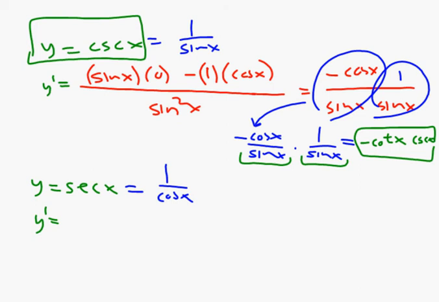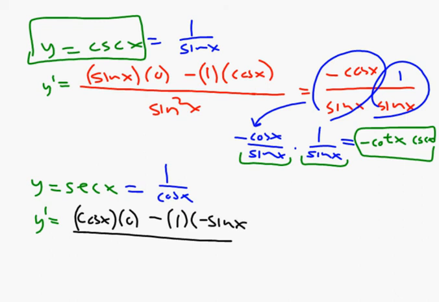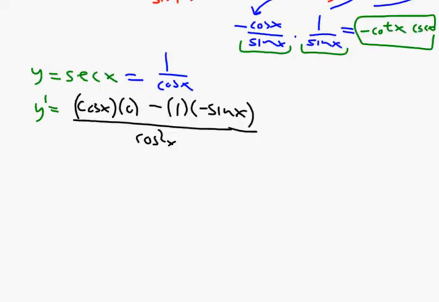Ready? So it's going to be low d high. So cosine of x times the derivative of the top would be 0. Oh, that's sort of nice. Minus the high function, 1 d low. And the derivative of cosine is negative sine. So be careful with those signs, right? Don't lose those negatives. Over the bottom squared, or low squared.